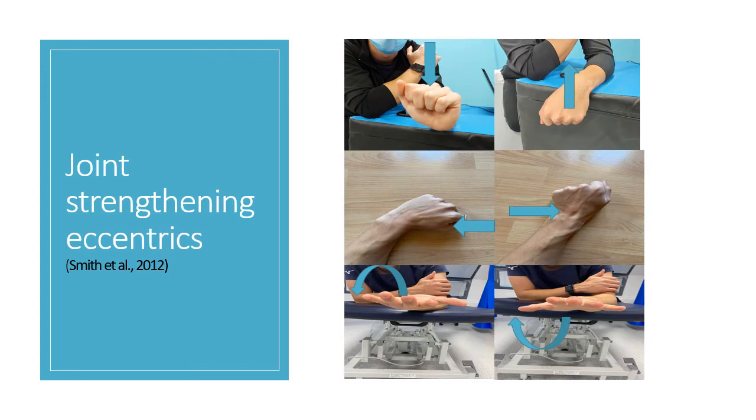For eccentrics, the therapist will be resisting the client into the range of motion, shortening the muscle. Here we have flexion and extension, radial deviation, ulnar deviation, supination and pronation.